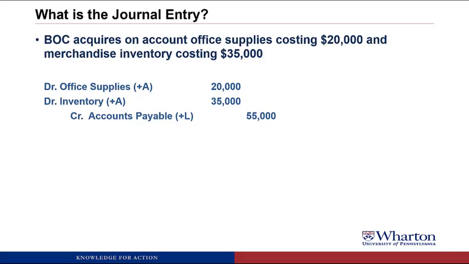Now we're not paying any cash. Instead, we owe our supplier $55,000 because we got this stuff on account. When we owe money to our supplier, it's a liability called accounts payable. That's increasing. We make a liability increase through a credit. So we credit accounts payable for $55,000. So we have $55,000 of debits, $55,000 of credits, and we're in balance.